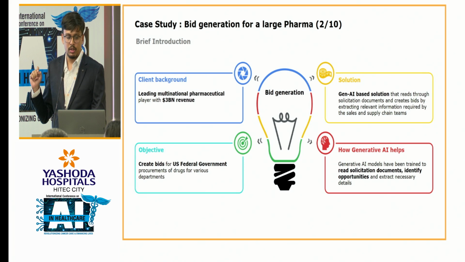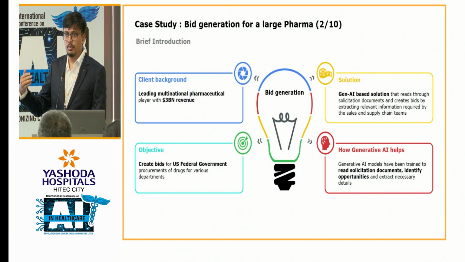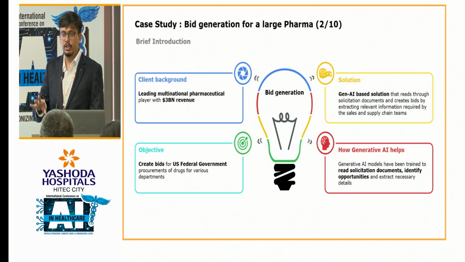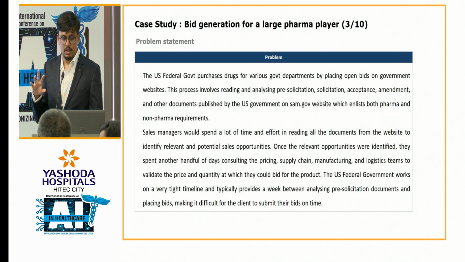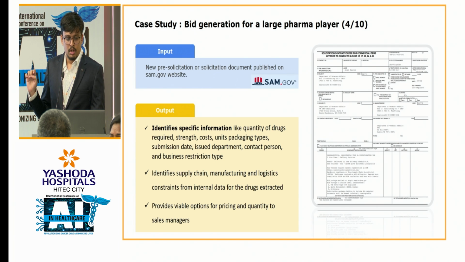So the client background: it's a leading multinational pharma company. The objective is to create bids for the US federal government. The solution is a generative AI solution that reads different documents. How generative AI helps is it summarizes everything, talks with different departments, and then creates the final bid. So this is kind of what I explained before.